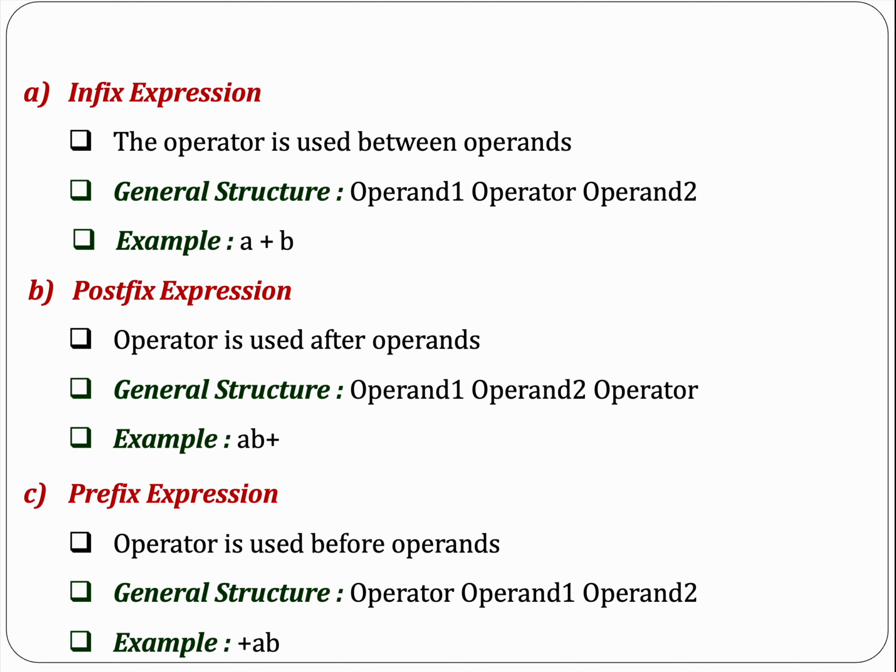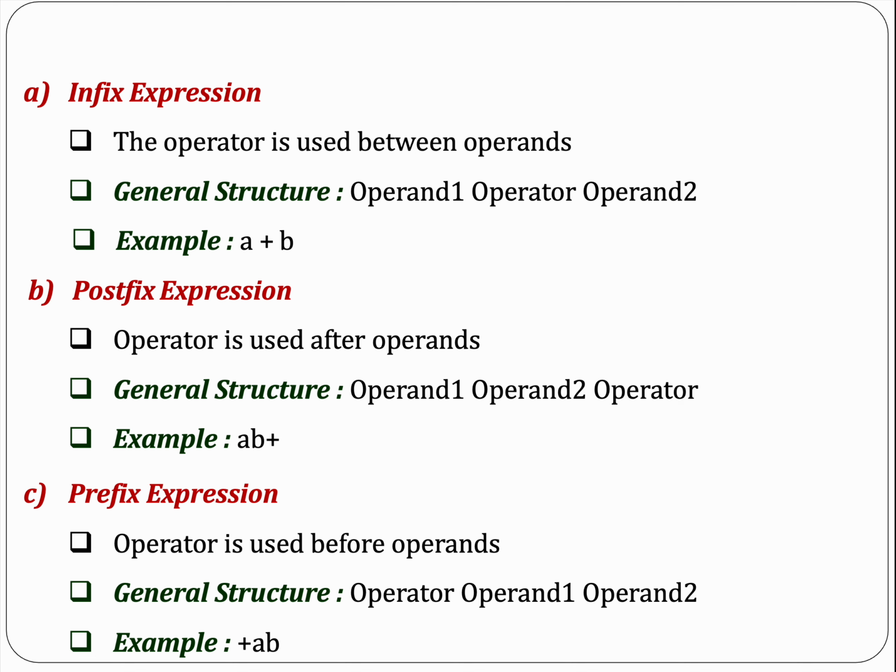A plus B is an expression. A and B are operands, plus is an operator, but the operator resides between the operands. Postfix expression: operators are used after the operands. See the example, A B plus. Which means A and B are operands, plus is an operator. This is called a postfix expression. And prefix expression, obviously, the operator comes first followed by the operands. So plus is an operator, A and B are operands.